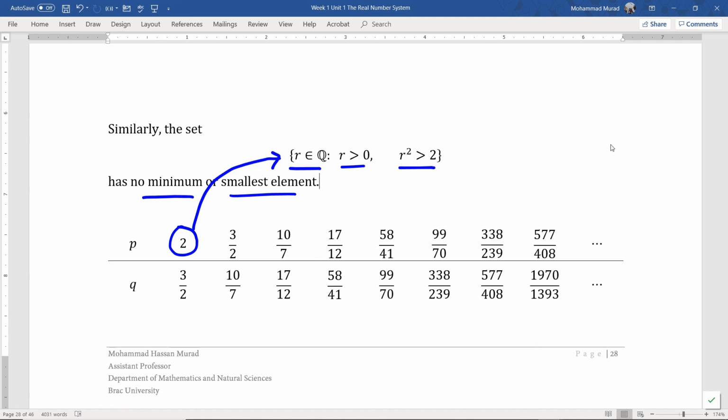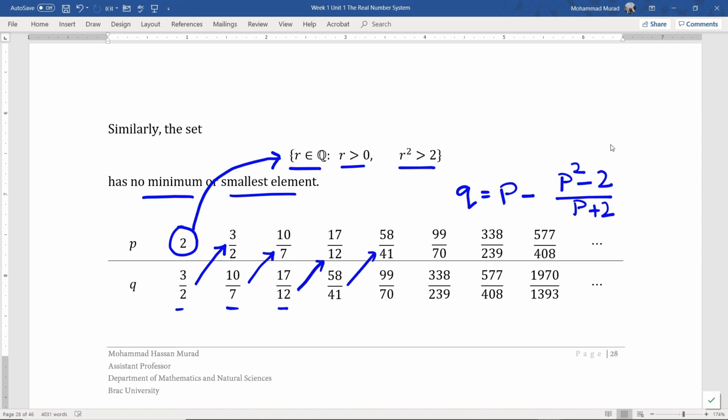And if we substitute into equation 2, namely q equals p minus (p squared minus 2) over (p plus 2), we obtain 3/2. Then if we take 3/2 as the p-value, we obtain q as 10/7. And then we substitute 10/7, we get 17/12, and so on. These numbers are also called the rational approximations of the square root of 2.